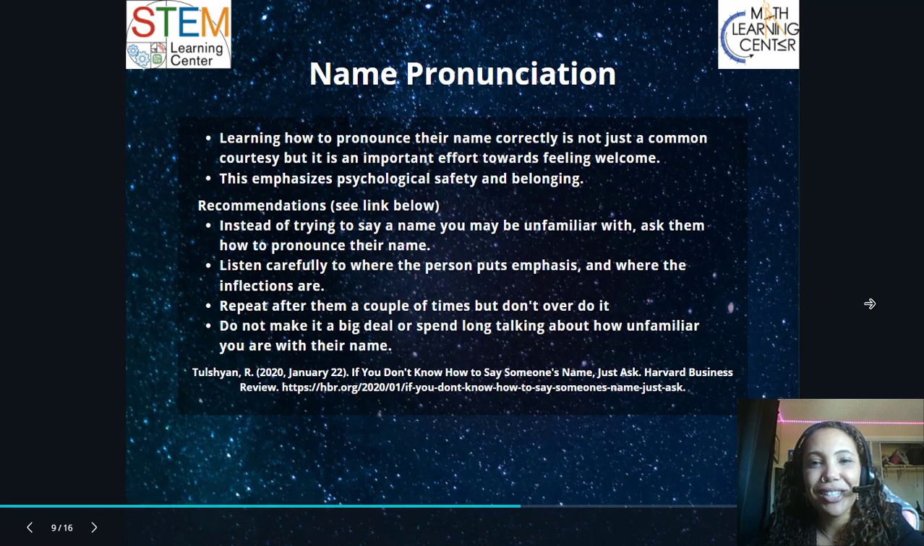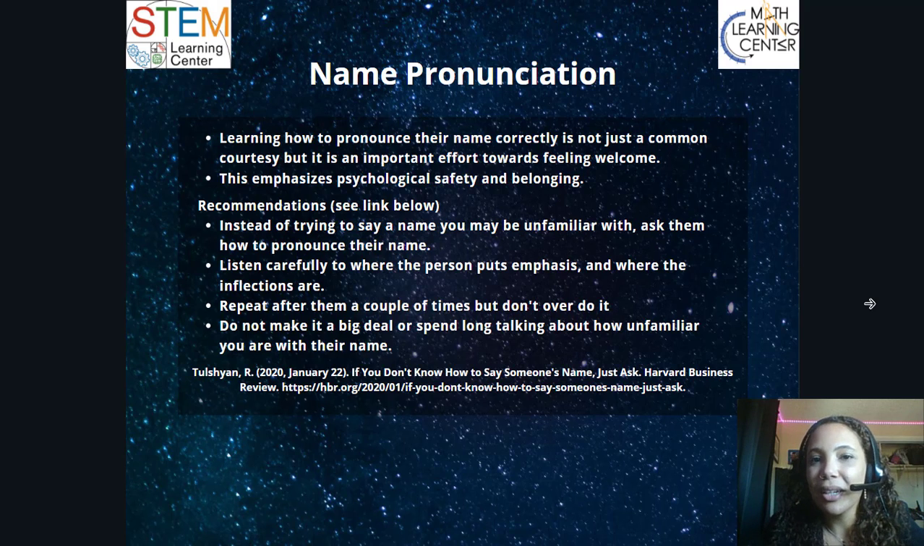Name pronunciation. This is a huge one. We have a lot of students that come in here from all over the world, and a lot of people who work here in the center are from all over the world. So learning how to pronounce people's names correctly is not just a common courtesy, but also an important effort towards making people and students feel welcome. This emphasizes psychological safety and belonging.